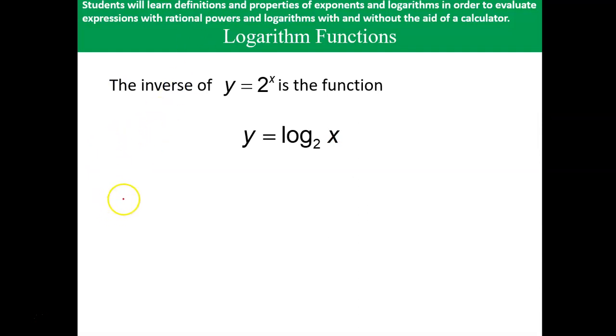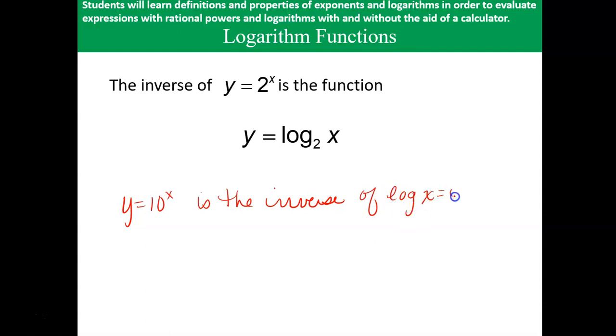So likewise, you could say that y equals 10 to the x is the inverse. It's a terrible looking inverse of log of x equals y.